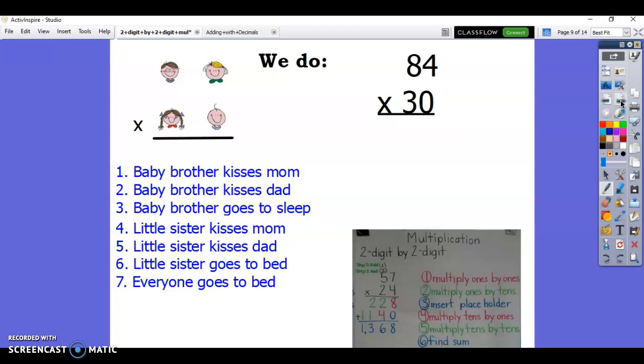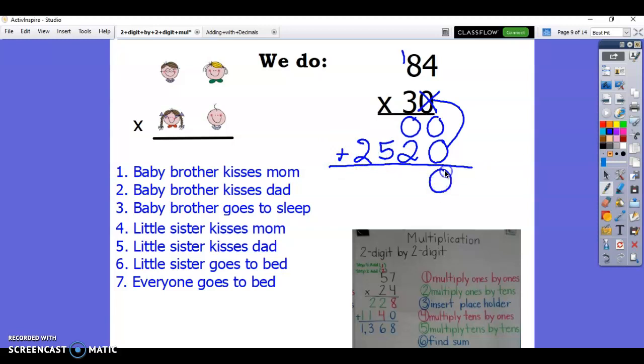So you should have baby kissing mom, 0. Baby kissing dad, 0. Baby goes night-night. We add, bring your 0 down. Sister kisses mom, 12. Sister kisses dad, 3 times 8 is 24, plus 1 is 25. You have a 0, you have a 2, you have a 5, and you have a 2. Okay.